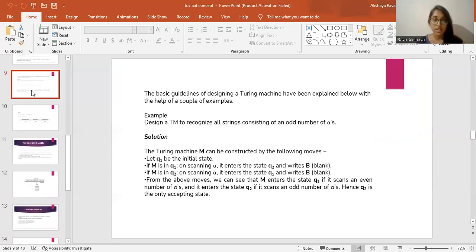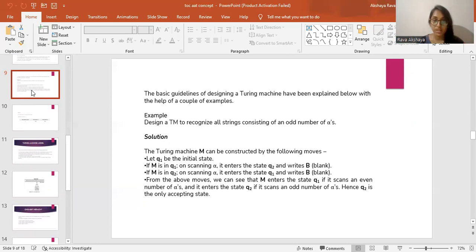For example, design a Turing machine to recognize all strings consisting of an odd number of alphas. Let Q1 be the initial state. If M is in Q1, on scanning alpha, it enters the state Q2. If M is in Q2, on scanning alpha, it enters the state Q1 and writes B.